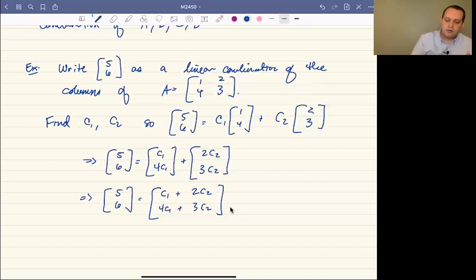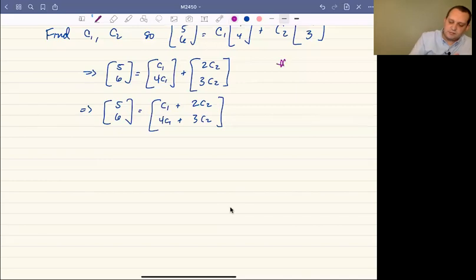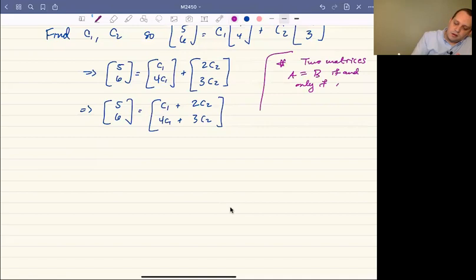This is important, and this is going to sound possibly silly, but it's actually quite important. Two matrices, A and B, are equal if and only if A and B have the same order, have the same size, and all corresponding entries are equal.